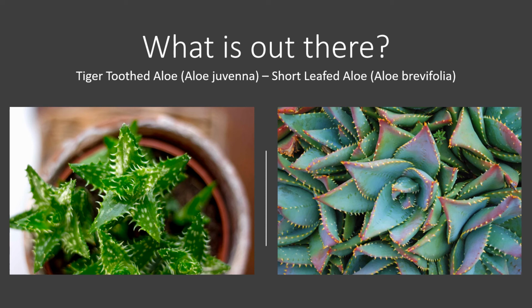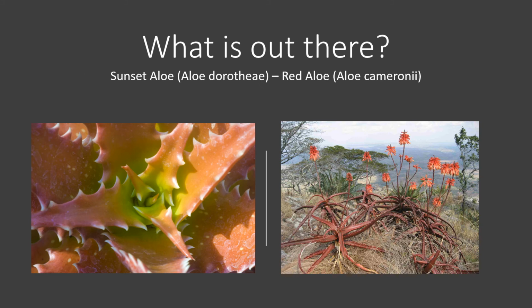And then the next picture there is a short-leafed aloe, Aloe brevifolia. That one is really neat. It has really short, fat leaves, and it stays a pretty compact, thick plant, but not taking up a lot of space. And there's a lot of varieties of that one out there as well. That one's sometimes even called dwarf aloe. We have sunset aloe, Aloe dorotheae.